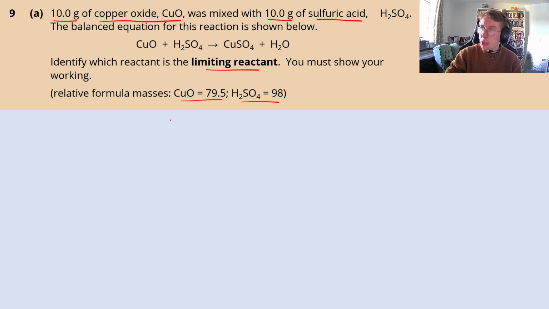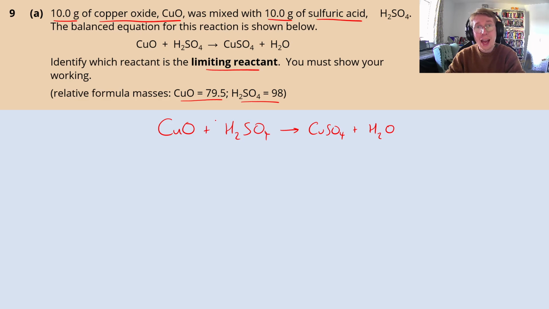Well, the first thing I'm going to do is, as I often do, write my own, larger version of the balanced equation here, just so I can annotate it if I need to. Now the first thing I want to do after that is look at the information I've got. I've got the mass of copper oxide and I'm given the relative formula mass, so it feels like the right thing to do here would be to do what we always do, which is to calculate the number of moles of copper oxide. So I'm going to do that.